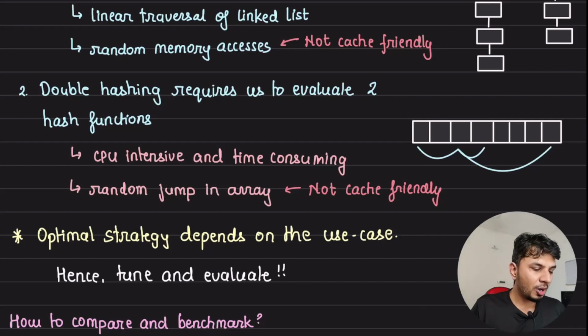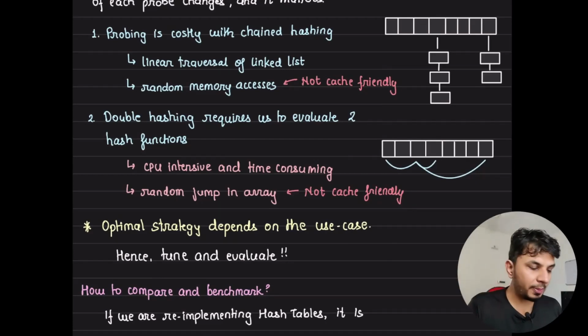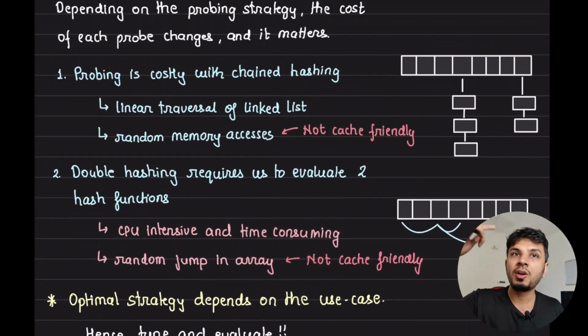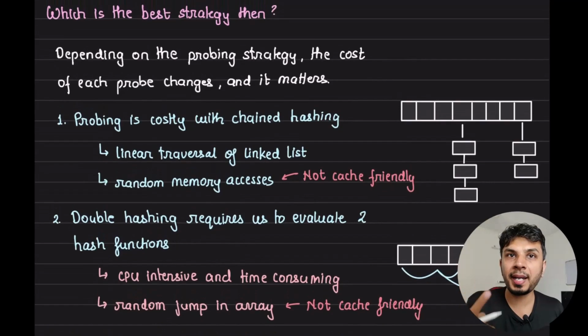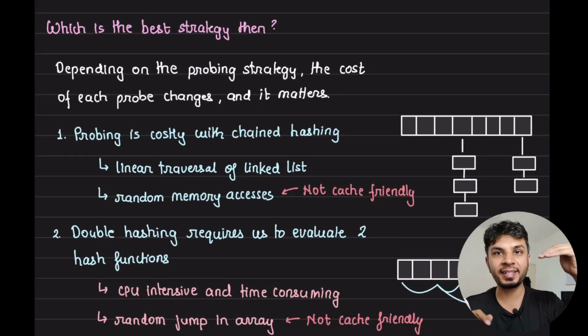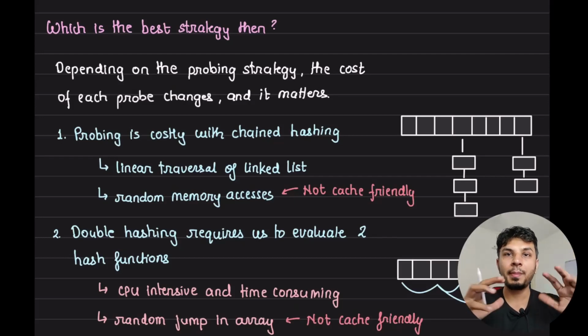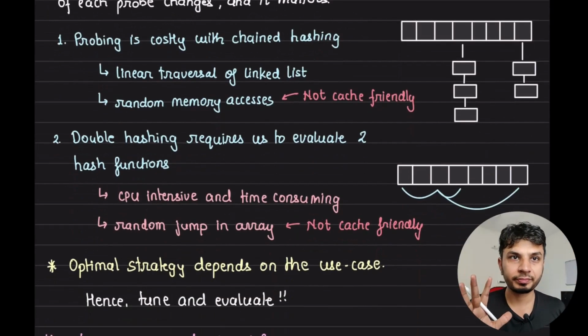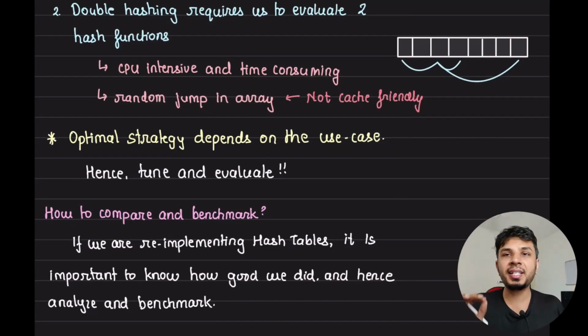Now, this is how you should be thinking about it, right? Which strategy would you pick to implement a hash table? You have to understand the pros and the cons literally at the operating system level in order to make the best decision, right? So which one is the optimal strategy then? It depends on the use case.